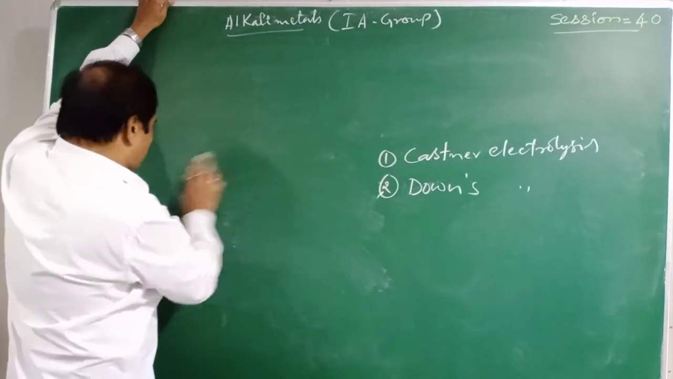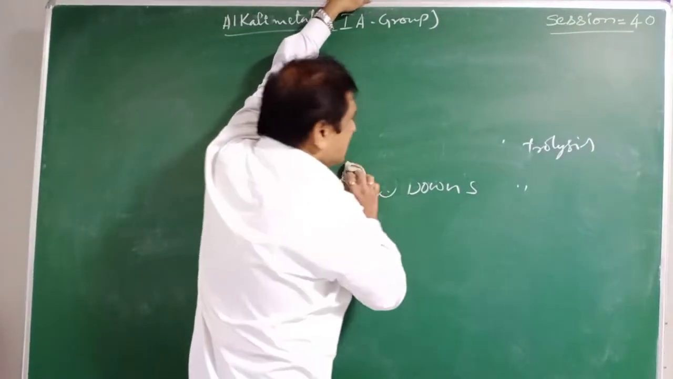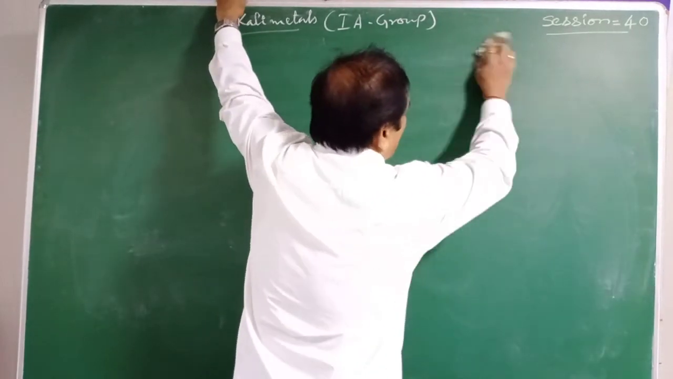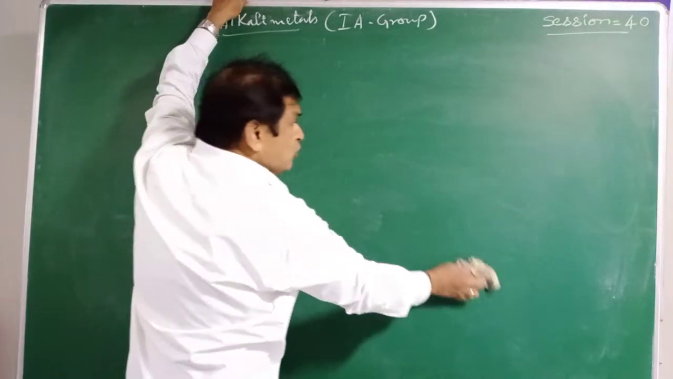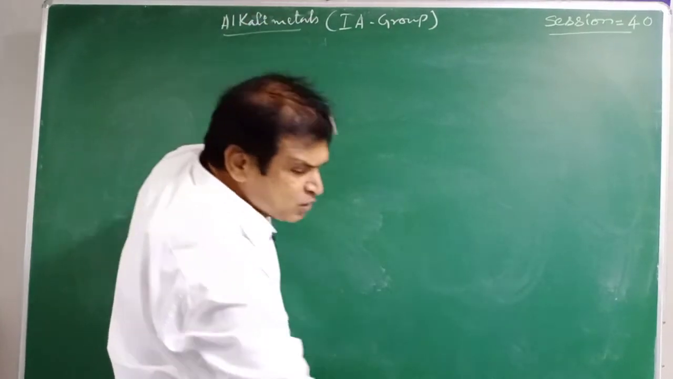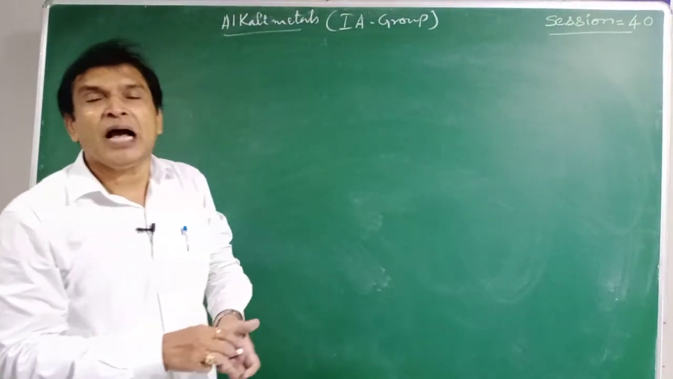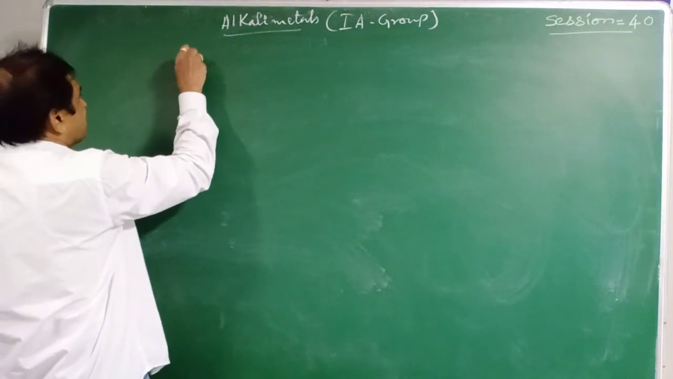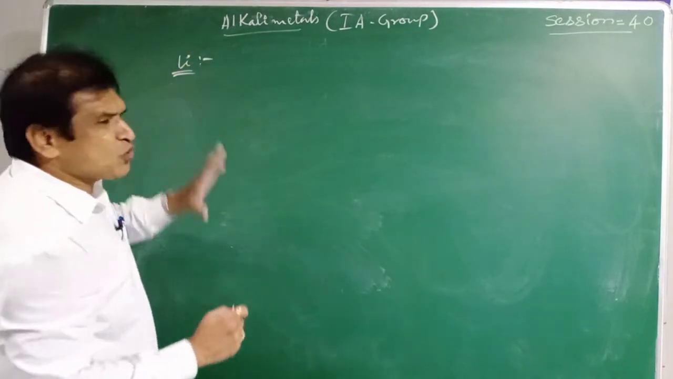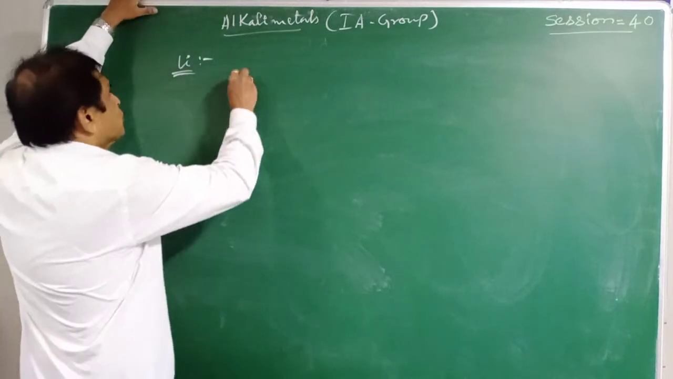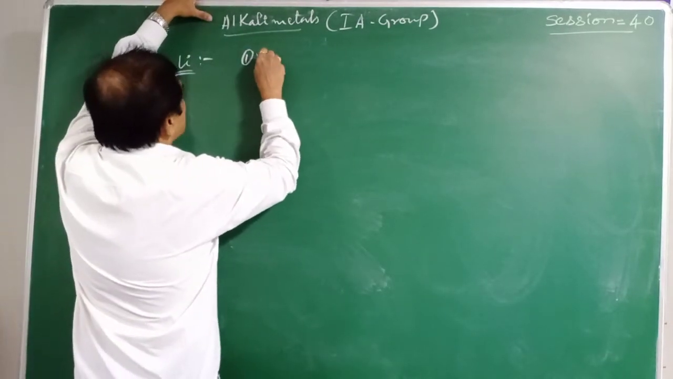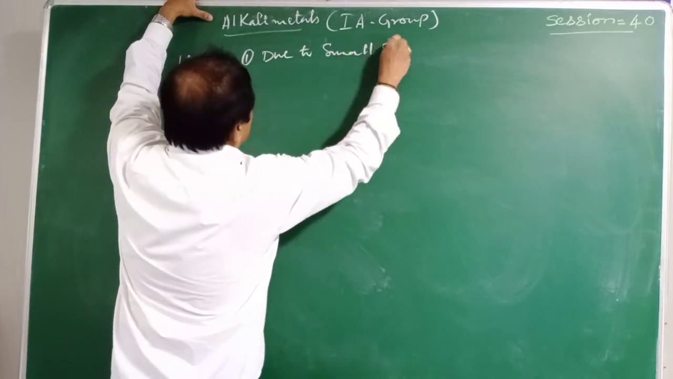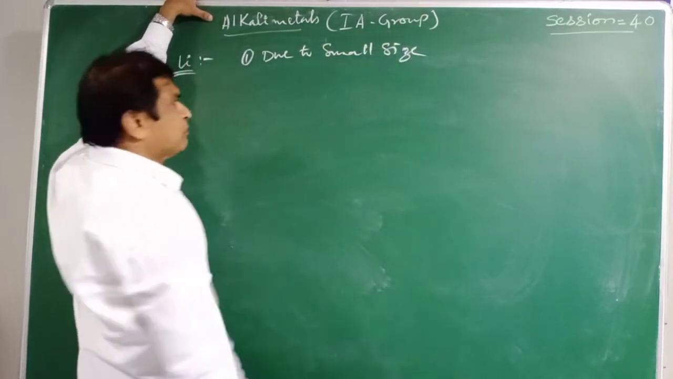Anomalous properties of lithium. Next heading: how does lithium differ in its properties from the other alkali metals? Why does it exhibit anomalous properties? Due to its small size. Due to small size, lithium shows different properties.